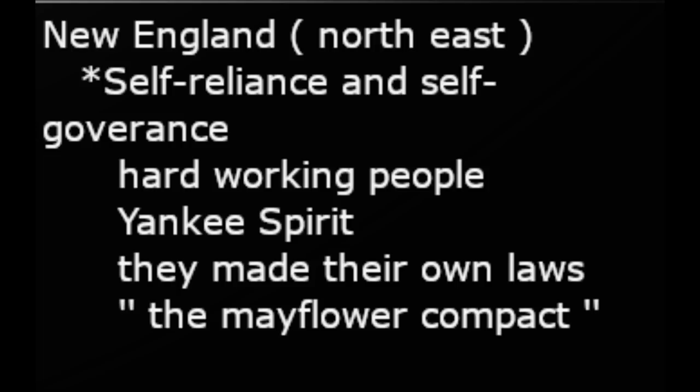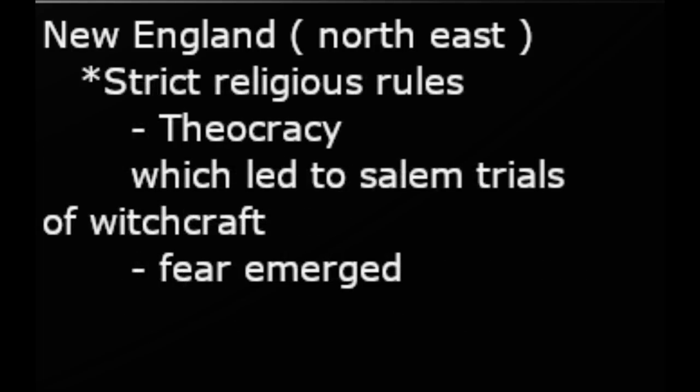The second point about the Englanders, the New England, is the strict religious rules. This is basically a dark chapter concerning the American civilization. What do you mean by strict religious rules? They became extreme in terms of religion. We say that theocracy developed in Massachusetts, and Massachusetts is situated in the north as well.